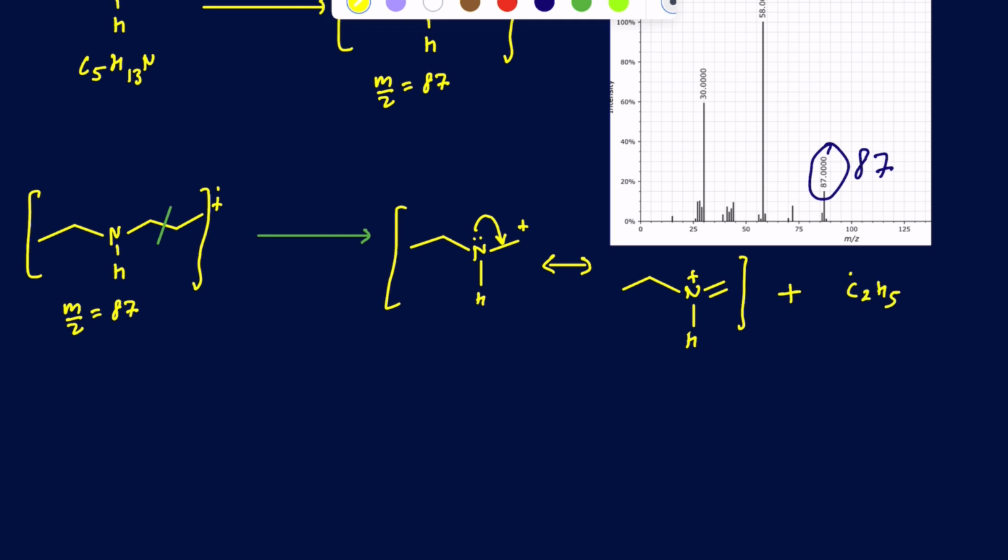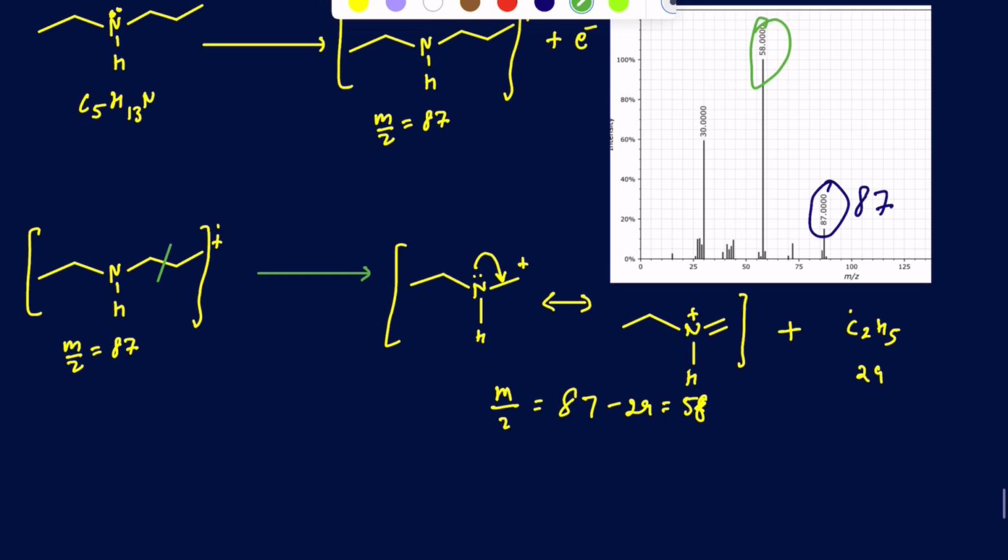The radical I'm making here would be the C2H5 radical, and C2H5 is 29. So the m/z for this carbocation is going to be 87 minus 29. Do the math, that's 58. Now, do I have any signal at 58? Well, turns out yes, we do have a signal at 58, and that happens to be the base peak in this particular case. So that's how you get it.